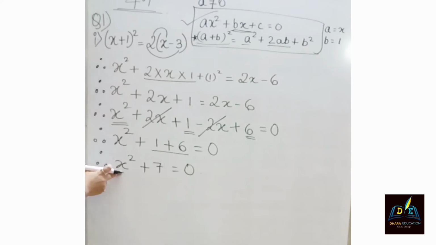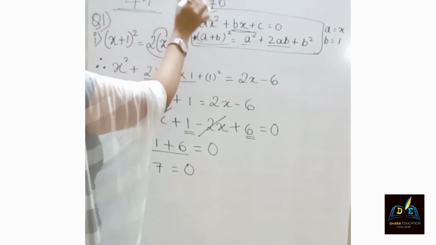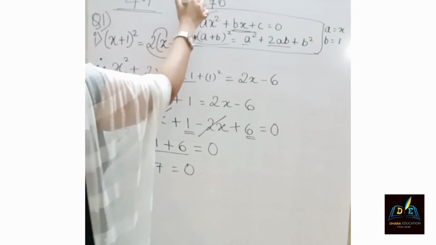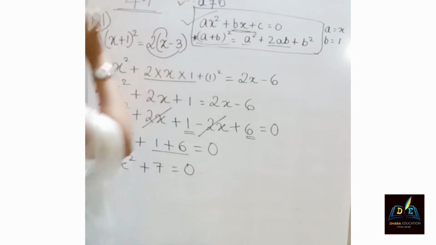Here, what is the a value? It is x square. If only the variable is there, it means the value is 1. So we are fulfilling that particular statement, that a is not equal to 0. This statement we have fulfilled. So we need to convert it into the standard form.